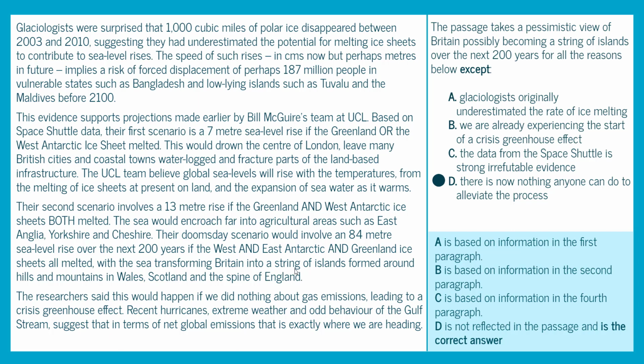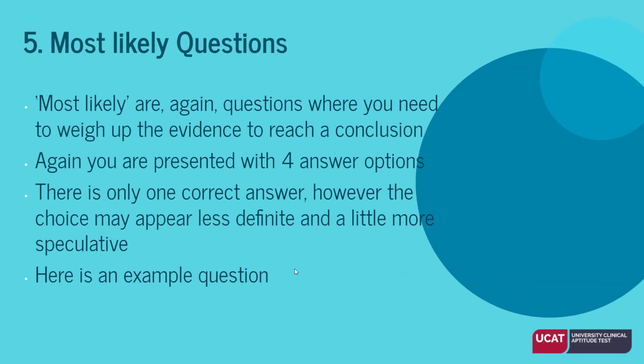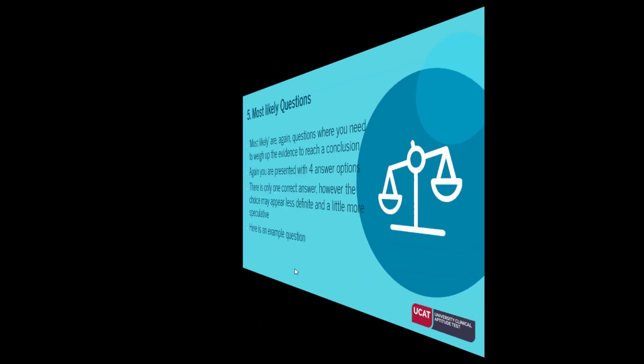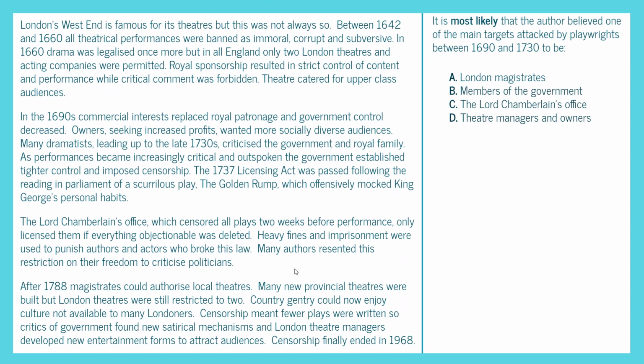So these types of questions I would say are a lot more challenging and something I would personally leave more to the end or flag, because sometimes it's very difficult to find what the right answer is for these ones. Most likely questions, again, you need to try to reach the sort of conclusion. Again, this one's quite easy. You look at the letter, so it says 1690 to 1730. Now look, where does it say 1690 to 1730? I'll pause it.